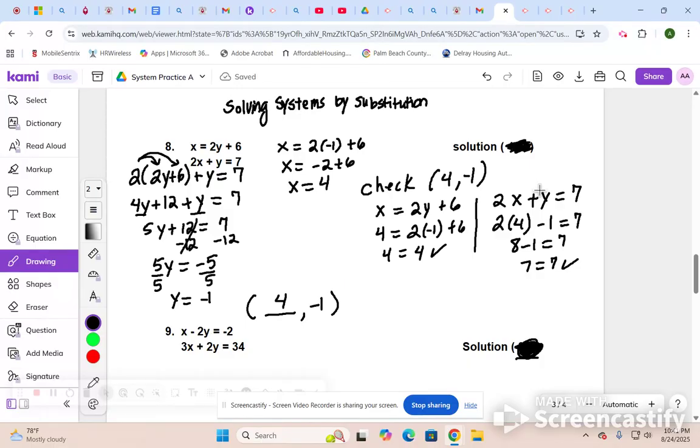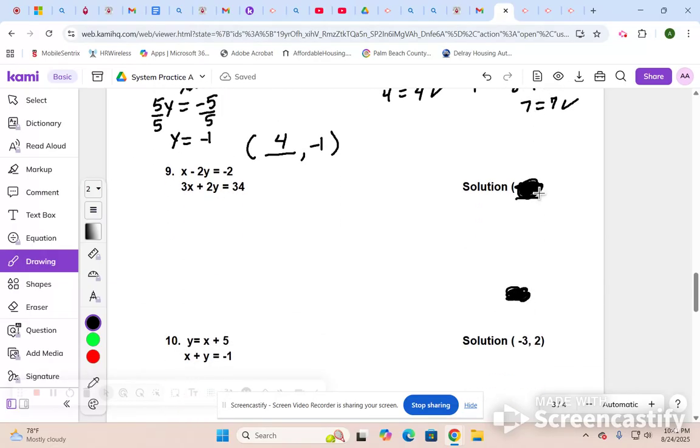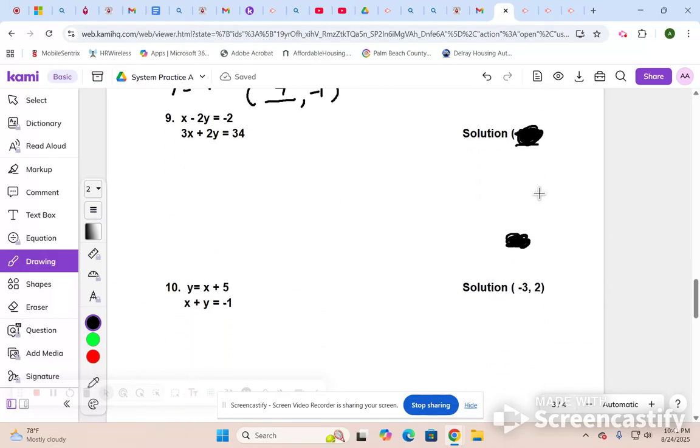All right, let's look at the next one. Okay, notice number 9. Neither one of these equations is solved for x or for y. And we can't use substitution unless one of these equations is solved for x or y. But we can fix this problem. Let's look at the top one. The top one, x minus 2y equals negative 2.